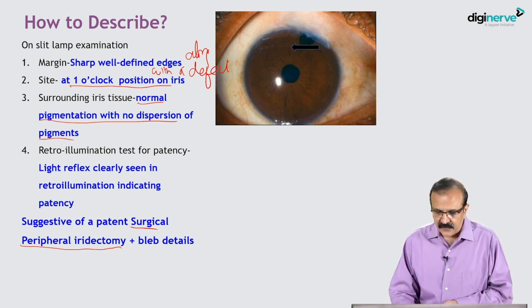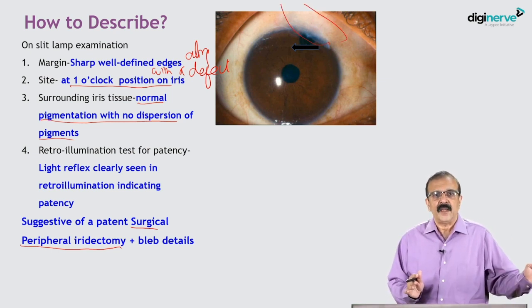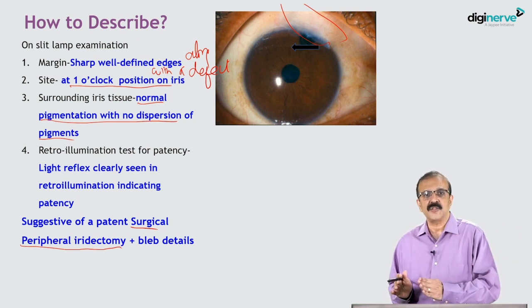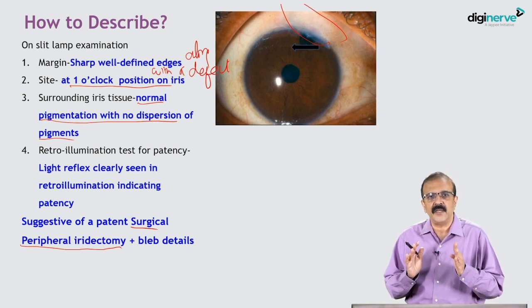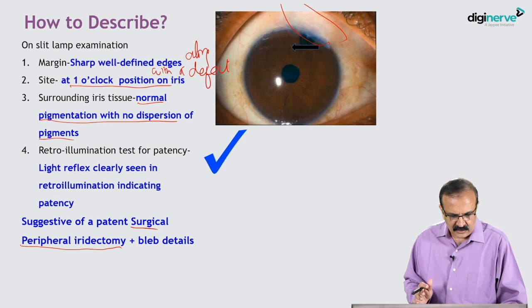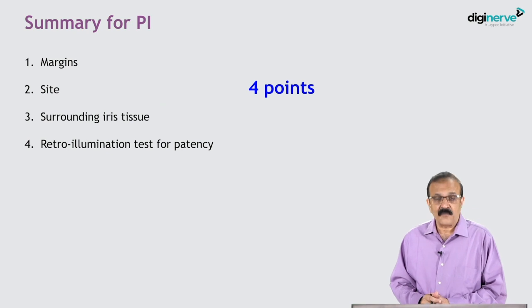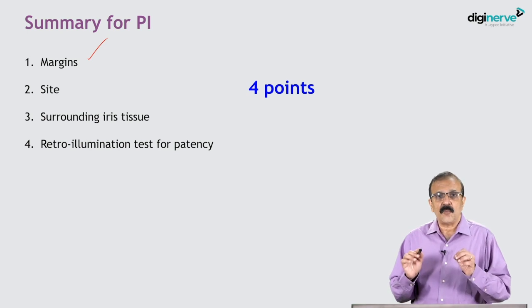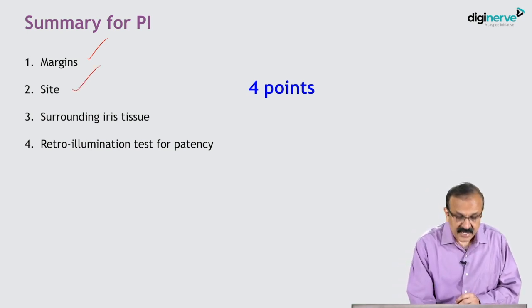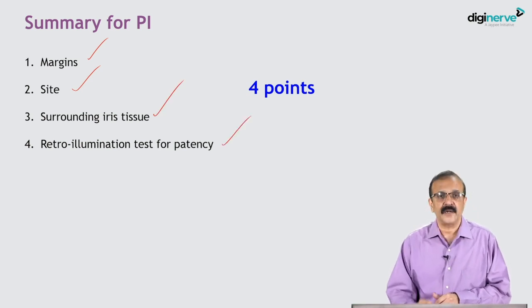And after that, since the bleb is there, you would go ahead and use our model and describe the 8 points associated with the bleb. That would please the examiner very much. So this is the way to present a surgical PI. So, summary for PI: we talk about the margins, we talk about the defect, we talk about the site, we talk about the surrounding iris tissue, and we talk about the retroillumination test for patency.